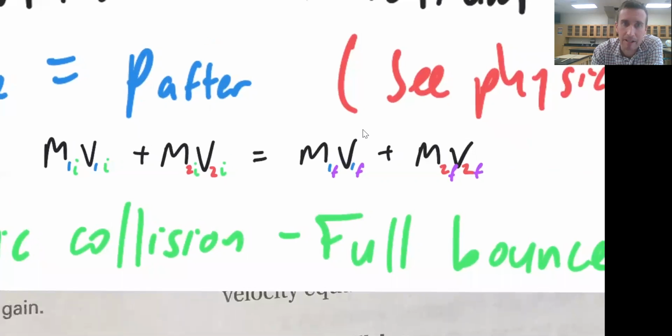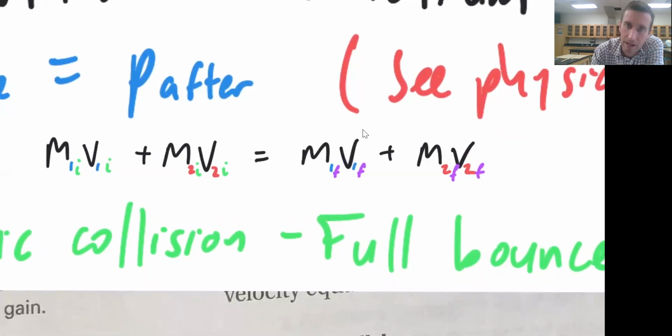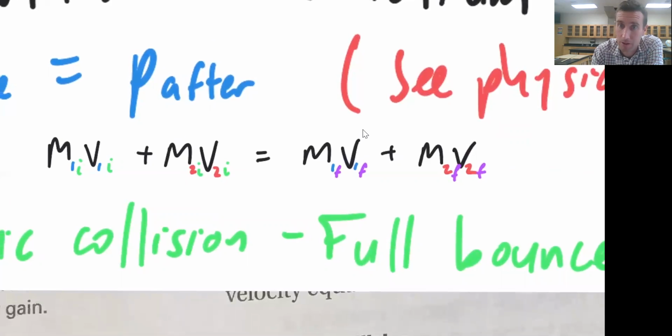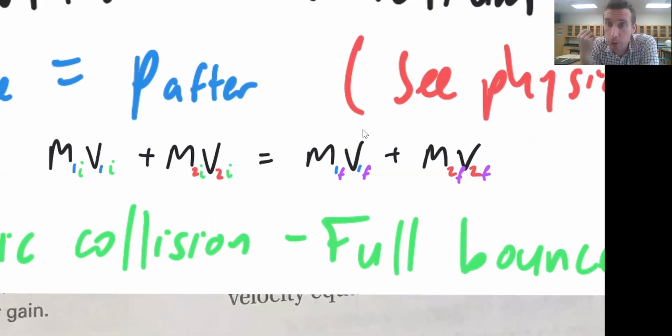M1I V1I plus M2I V2I equals M1F V1F plus M2F V2F. So basically, I've made blue object 1, I've made red object 2, I've made I, initial, before the collision green, and I've made purple after the collision, final. That way I'm separating all of my different parts, and then I can just see what's the momentum, excuse me, before and after the collision for each of those objects, and make sure that all the momentum before is equal to all of the momentum afterwards.